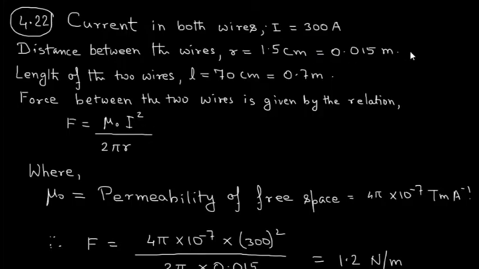So current in both the wires I is equal to 300 ampere. Distance between the wires r is equal to 1.5 centimeter, that is 0.015 meter. Length of the two wires L is equal to 70 centimeter, that is 0.7 meter. Force between the two wires is given by the relation F is equal to mu naught I square upon 2 pi r, where mu naught is the permeability of free space, equal to 4 pi multiplied by 10 to the power minus 7 T m A inverse.